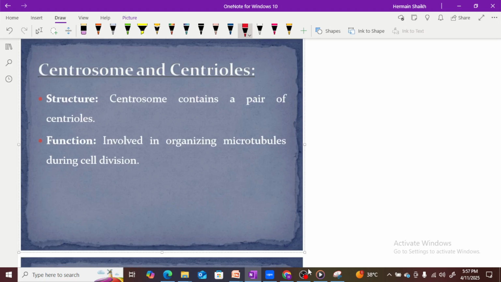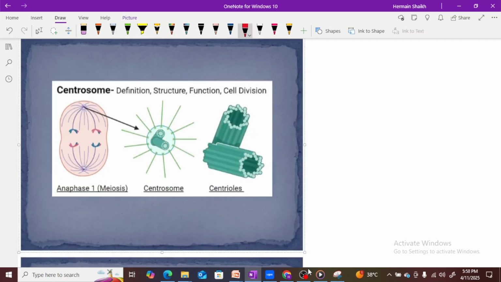Now the centrosome and centrioles. The structure of the centrosome contains a pair of centrioles. Its function is involved in organizing microtubules during cell division. So here in this diagram we see the centrosome, structure, function and how it helps out in the cell division. So here we can see in the meiosis during the anaphase stage, the centrosome produces here, and here we can see the centrioles, which the centrosome contains in it.